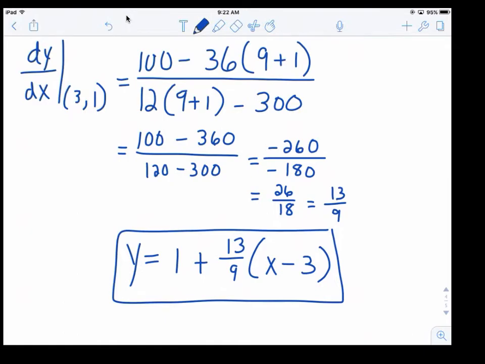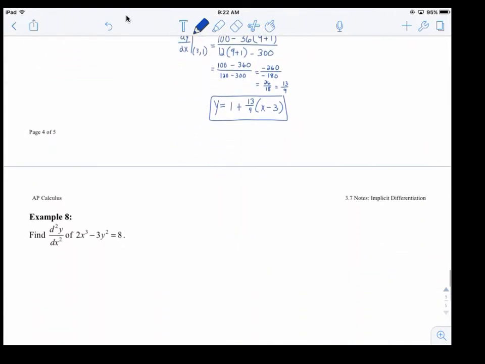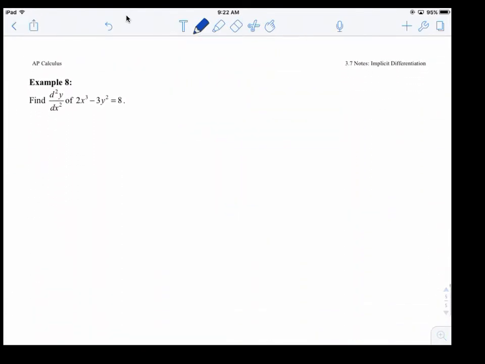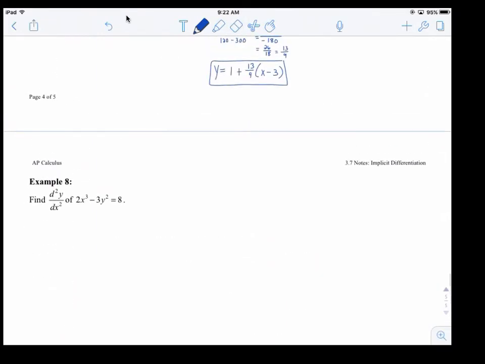This is just point-slope form. So you have y1, x1, and then your slope, which we got. All right, we will finish this up tomorrow.